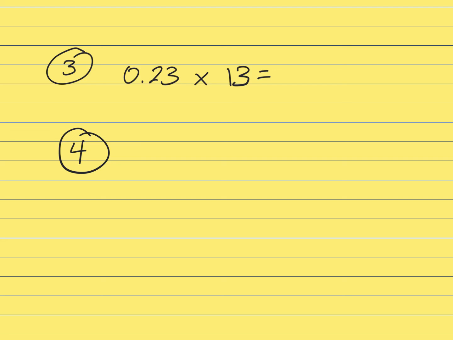Okay, number 4, pretty simple too. Zenon earns $142 per shift at his new job. Okay, $142 for every shift. During a pay period, he works 12 shifts. What would his pay be for that period? So you would take your $142 and 12 shifts, and that's how much money he would make for his 12 shifts.